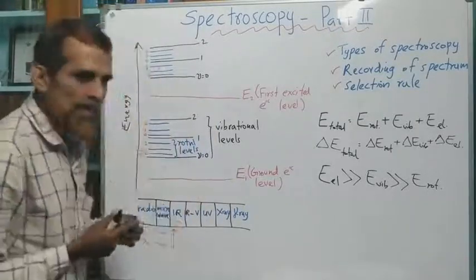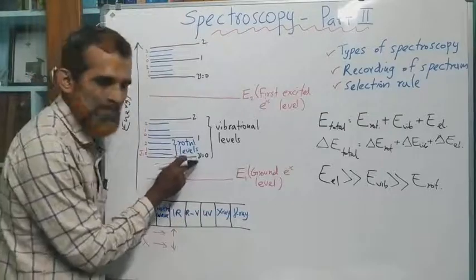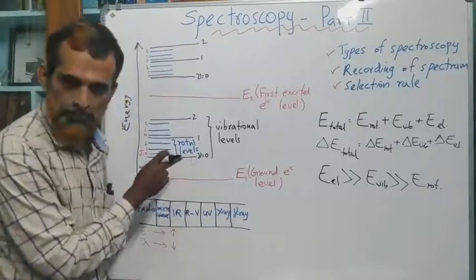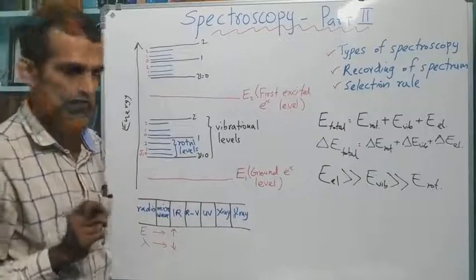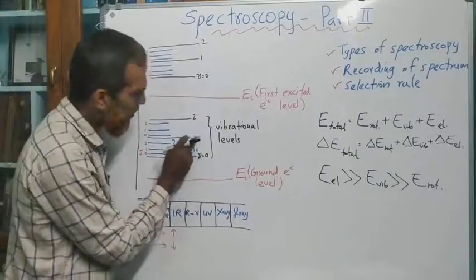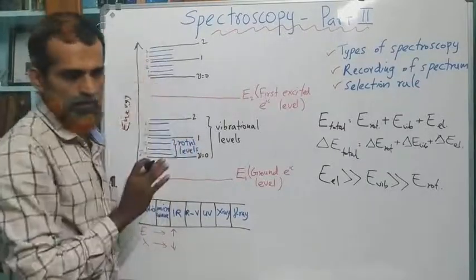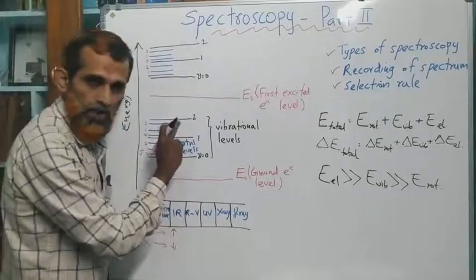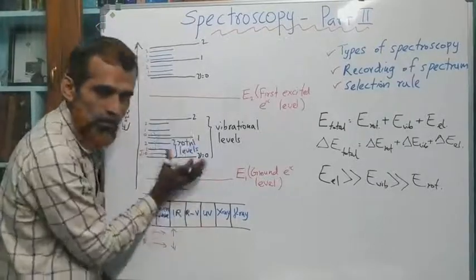So in vibrational energy levels, we use this symbol nu as the vibrational quantum number. Nu equals 0, 1, 2, etc. These are the vibrational levels in the ground electronic state.